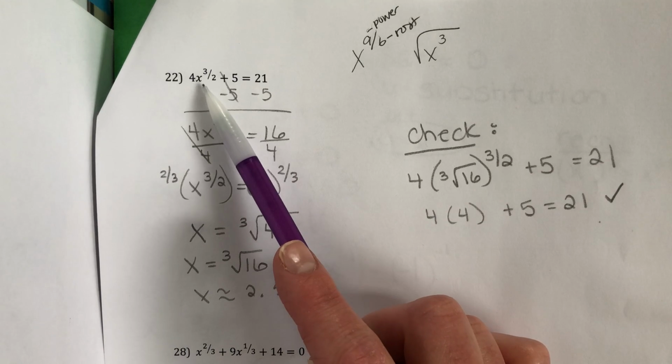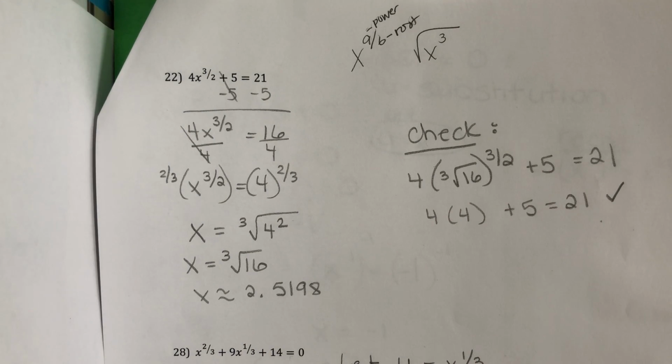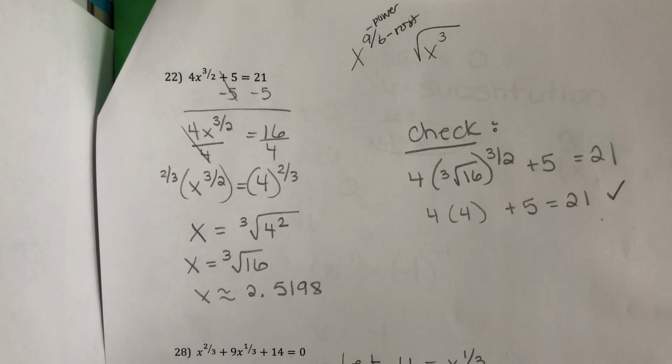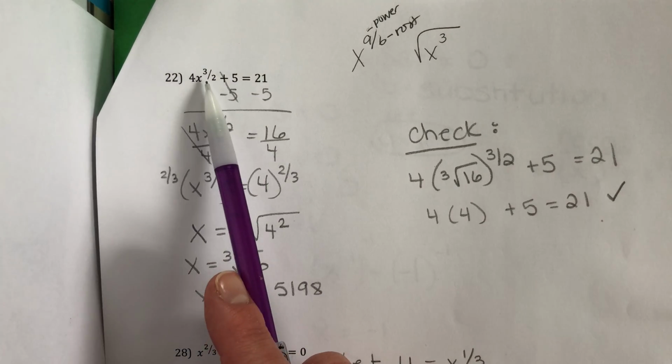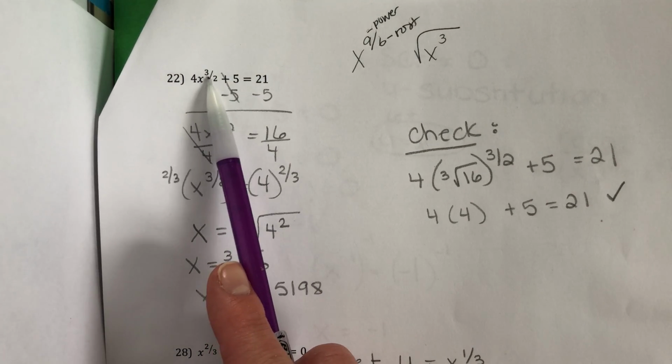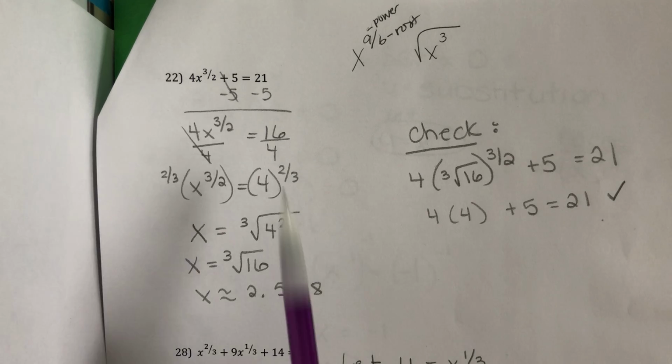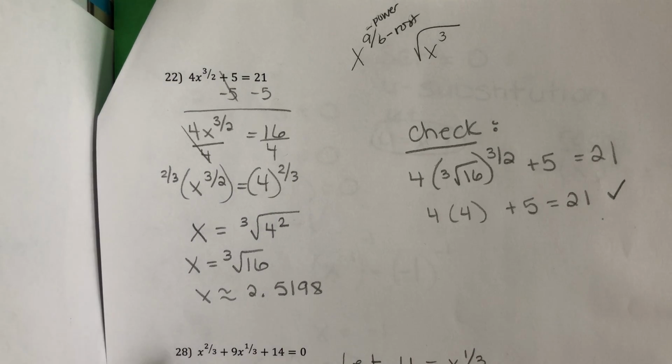So what I call these problems are radical problems in disguise. And you treat them the same way. You want to isolate the radical, or in this case, you want to isolate the rational exponent, the x to the power of 3 halves. Subtract 5, divide by 4.